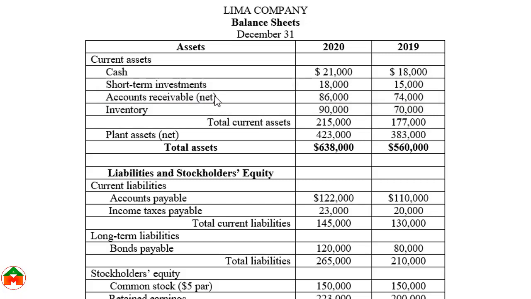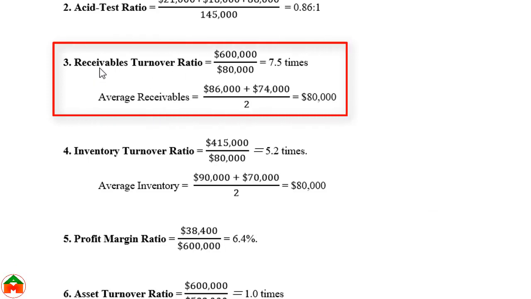So what is the calculation? Here we can see the calculation. Account receivable turnover ratio. This is the net sales 6 lakh and this is the average receivables. We got this average receivables by adding the opening balance of receivables 86,000 and the closing balance of receivables 74,000 and dividing by 2. So this is the 80,000 average receivables. By using this average receivables, we get the receivable turnover ratio is 7.5 times. That means we collect the receivables 7.5 times per year.